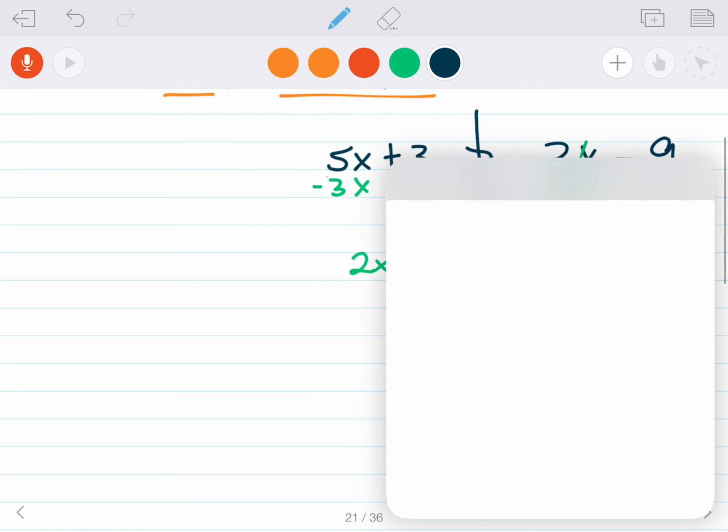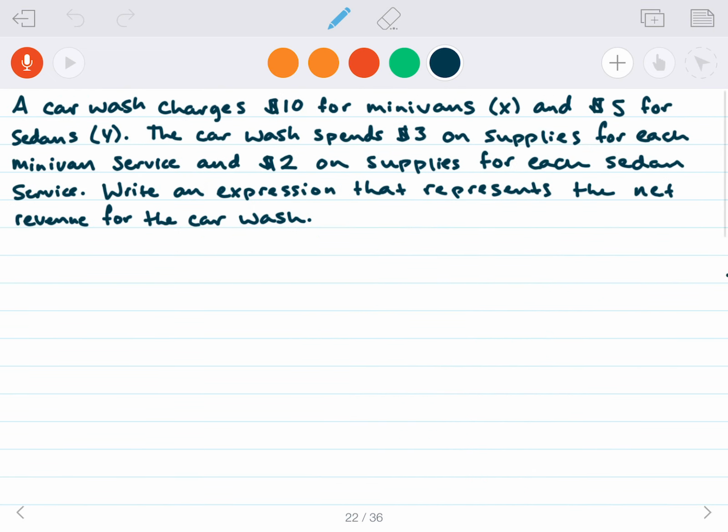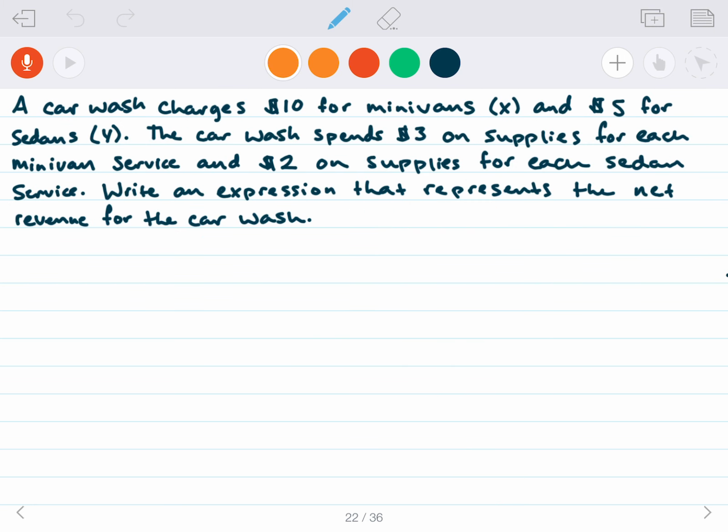Alright, so let's go ahead and move on to this next problem. A car wash charges $10 for minivans X and $5 for sedans Y. The car wash spends $3 on supplies for each minivan service and $2 on supplies for each sedan service. Write an expression that represents the net revenue for the car wash.